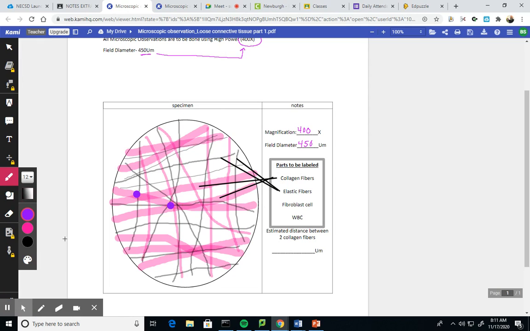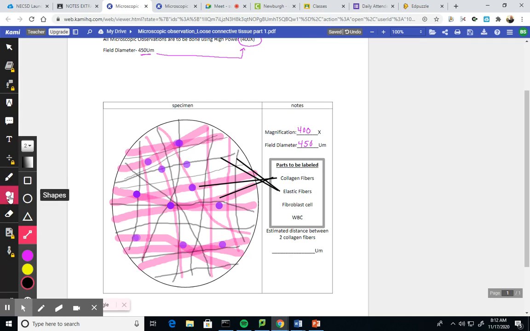I'll give it some transparency. Ooh, this is touchy. And I'm just kind of scattering these wherever. They're usually found close to the fibers, right? And then again, when I'm done, I'm going to go to my lines. Black, number 2 is good. And label these as the fibroblast cells.